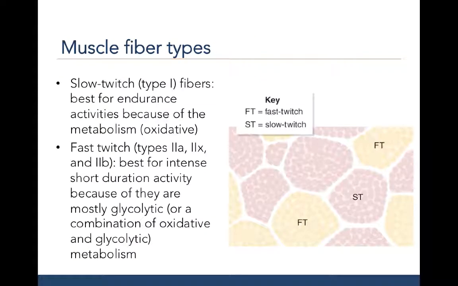There are 2 major muscle fiber types. Slow twitch, or type 1 fibers, are best for endurance because of their relative reliance on oxidative metabolism, which uses oxygen extracted from hemoglobin. Fast twitch fibers have several different categories: type 2A, type 2X, and type 2B. These muscle fibers are best for intense, short-duration activities because they are mostly reliant on glycolytic metabolism, or a combination of oxidative and glycolytic metabolism.